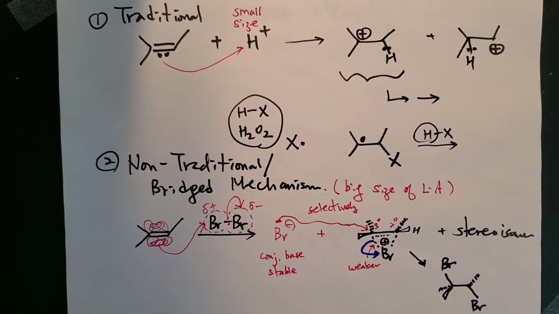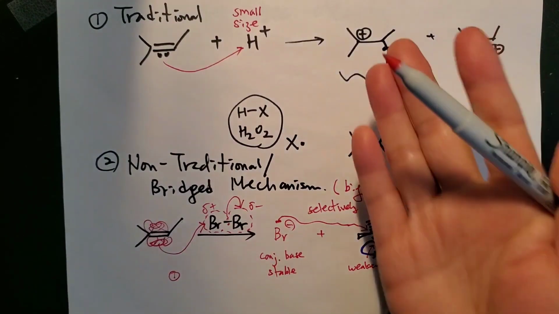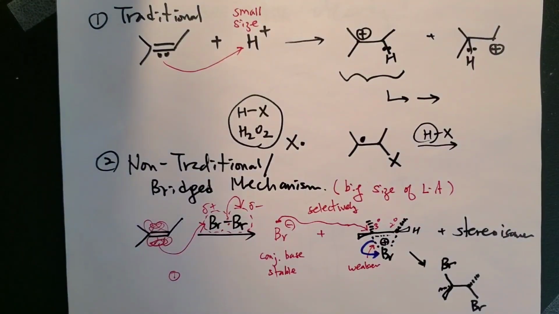So here you have a couple of points to make. One, because they form a non-traditional bridged intermediate, the rearrangement is not possible, unlike the traditional mechanism, which always has the potential to. So no rearrangement.